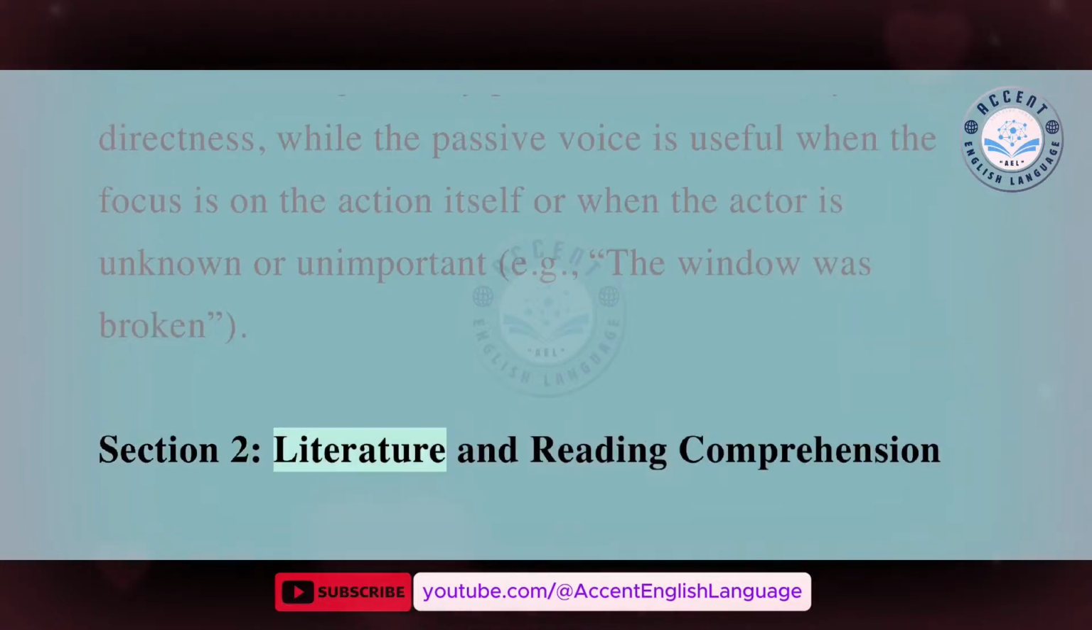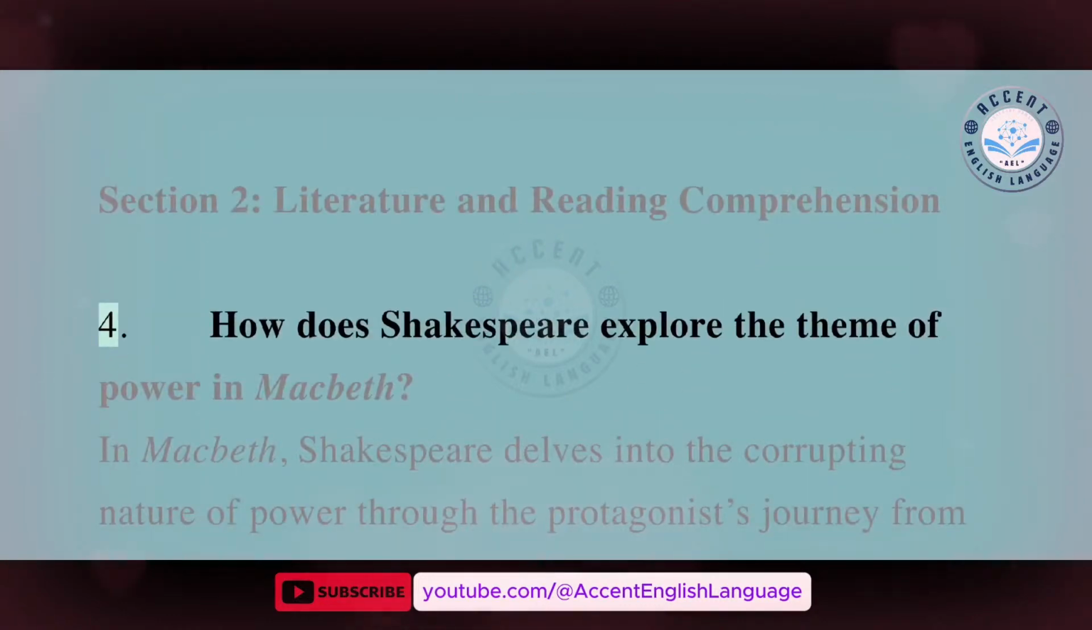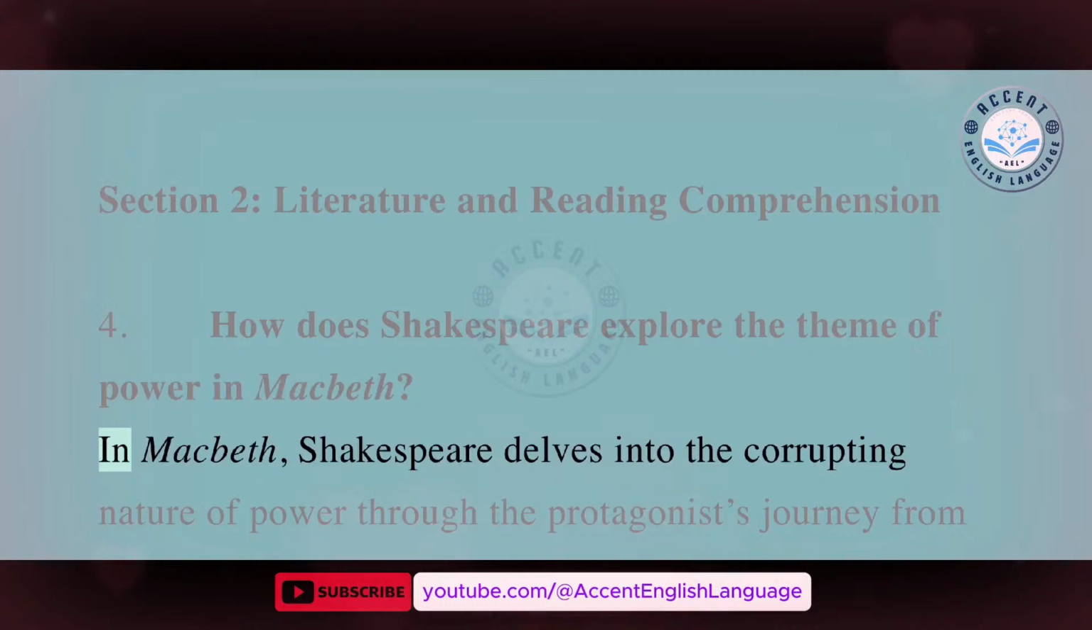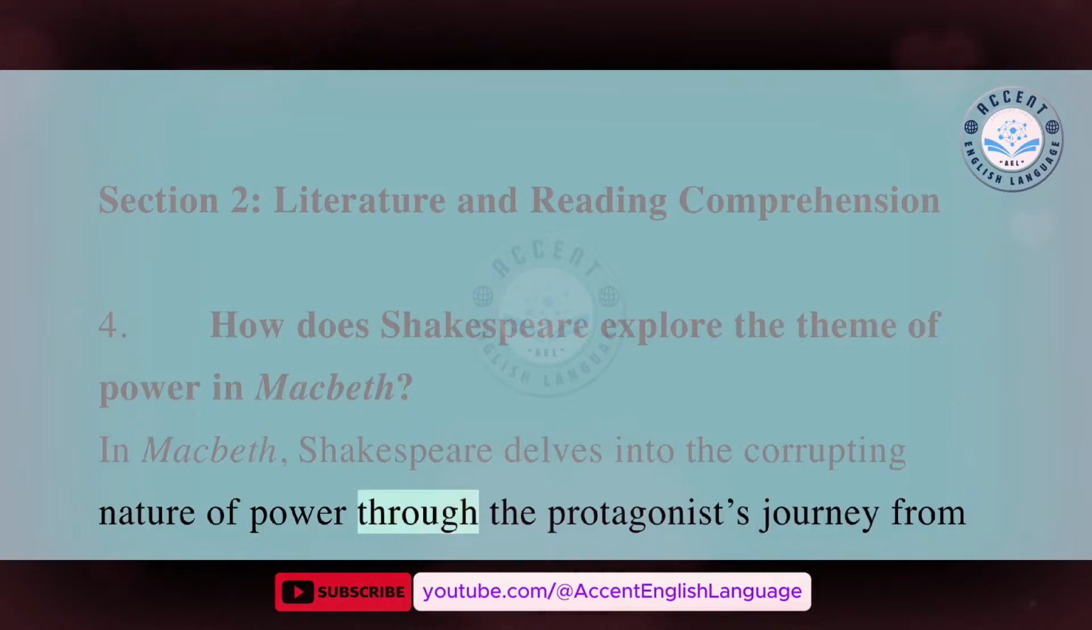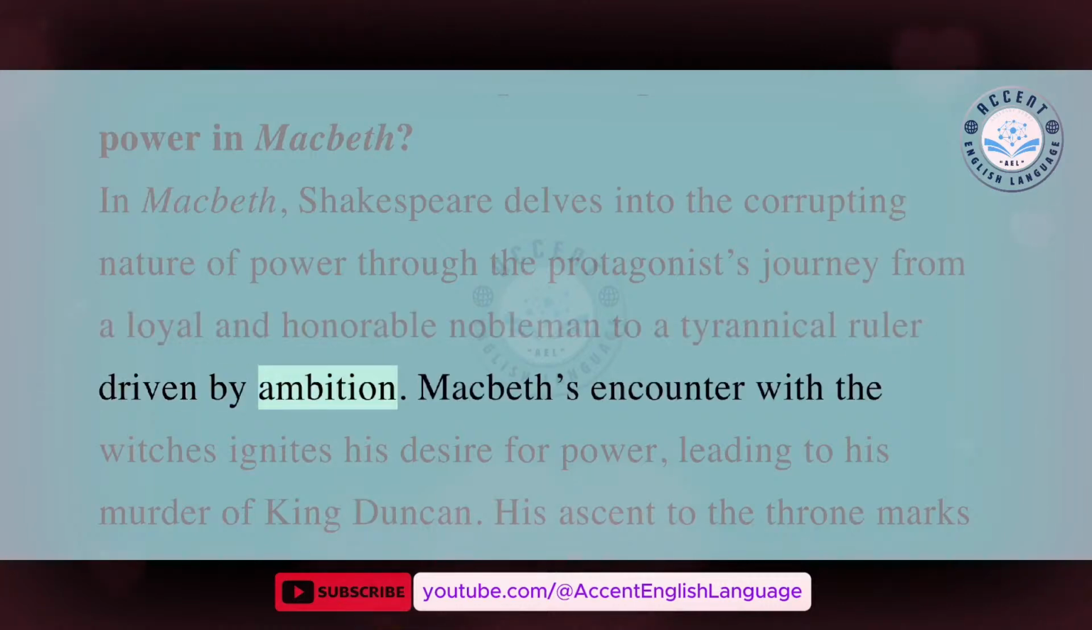Section 2. Literature and Reading Comprehension. 4. How does Shakespeare explore the theme of power in Macbeth? In Macbeth, Shakespeare delves into the corrupting nature of power through the protagonist's journey from a loyal and honorable nobleman to a tyrannical ruler driven by ambition.